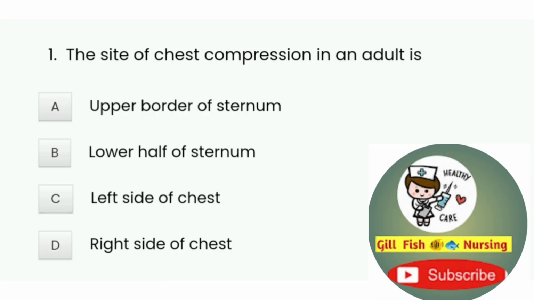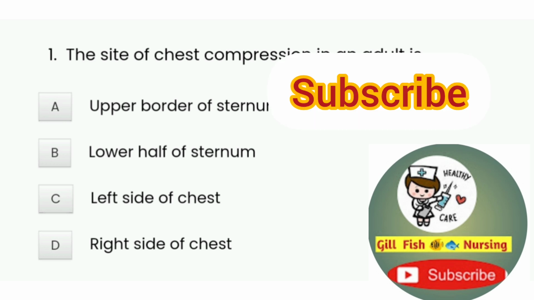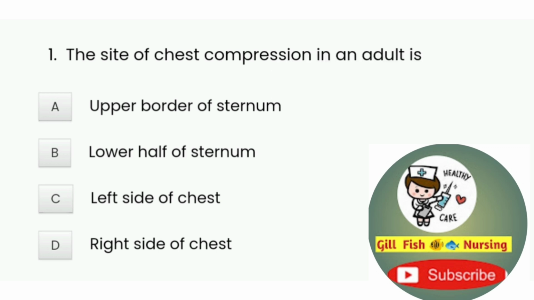Let's see. The first question: the site of chest compression in an adult is option A, upper border of sternum, option B, lower half of sternum, option C, left side of chest, option D, right side of chest. Usually where you are going to do the CPR? We are going to do it in between the chest nipples. So what is the correct answer? Answer B is the correct answer.